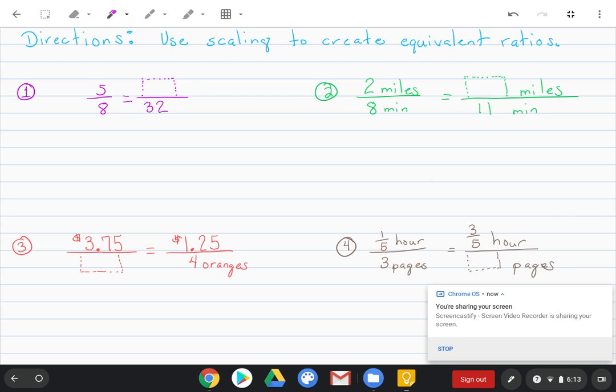Problem number one, we have the ratio or fraction 5/8 is equal to what number over 32? Again, we want to look for connections between numbers. They can either be horizontal or vertical, making sure you go from what you know to what you don't know.